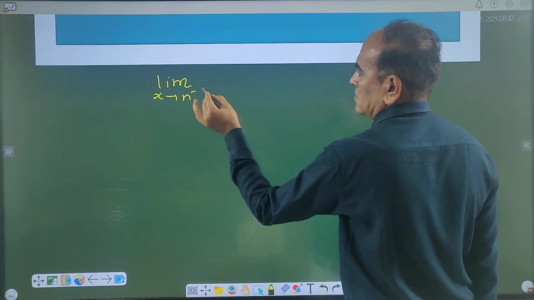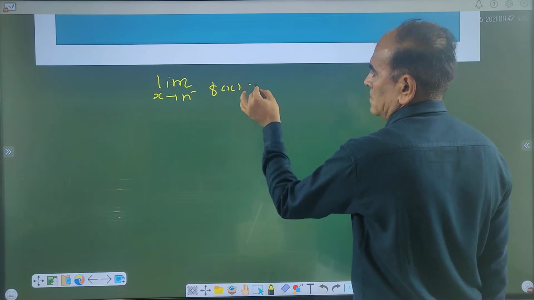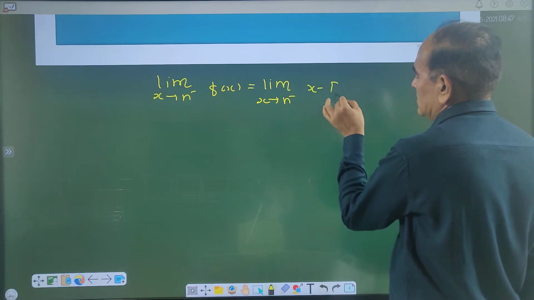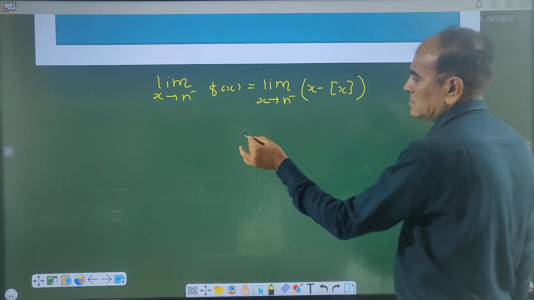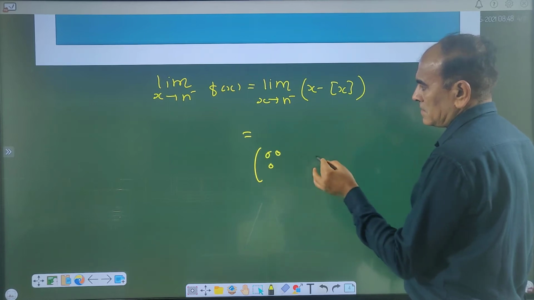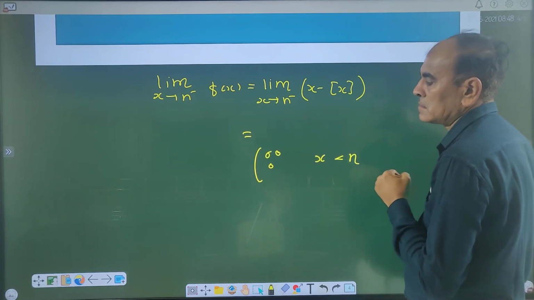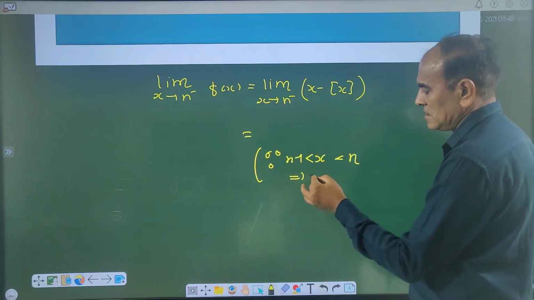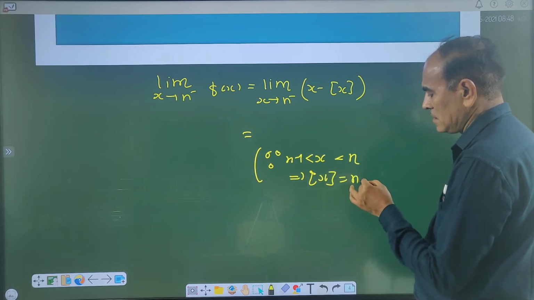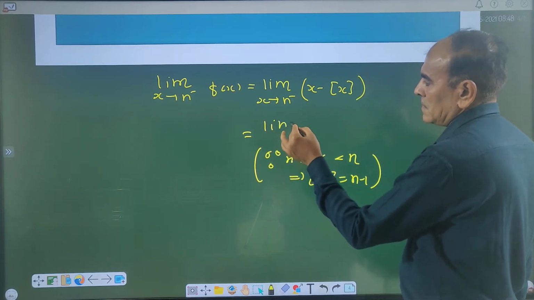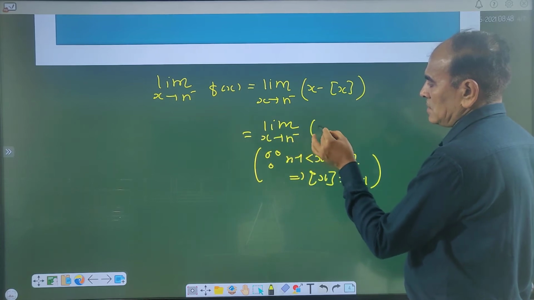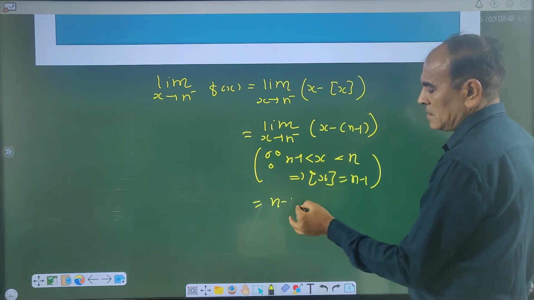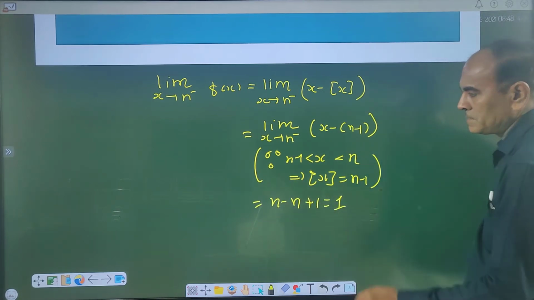Limit x tends to n minus of f(x) is equal to limit x tends to n minus of x minus the integral part of x. Here x is less than n, so the integral part of x should be n minus 1. So the limit x tends to n minus of (x minus (n minus 1)) is n minus n plus 1, that is 1.